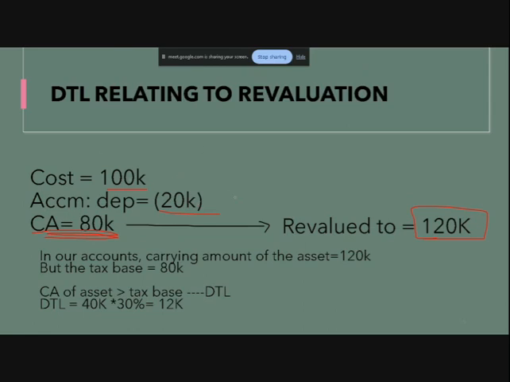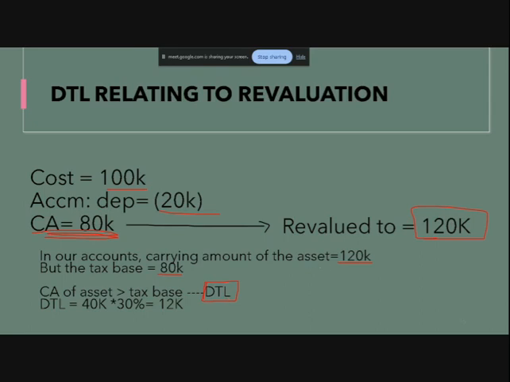So now when we revalue to 120K, at what amount will we start showing that asset? 120. So in our accounts, the carrying amount of the asset will be 120K, but in the tax base, it's going to be 80K itself because there is no revaluation concept in tax. So now there's a difference, right? The carrying amount of the asset is greater than the tax base. What does it give rise to? Deferred tax liability.